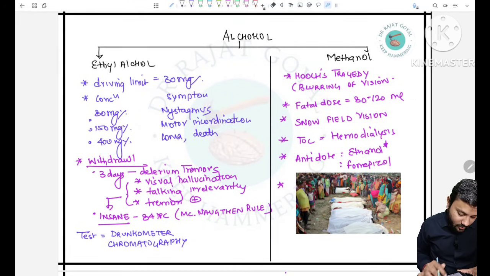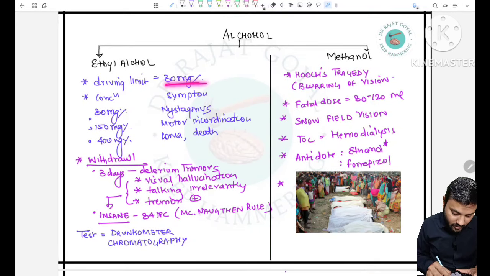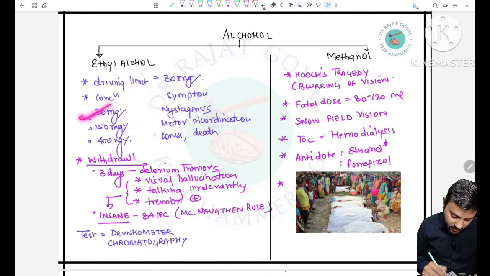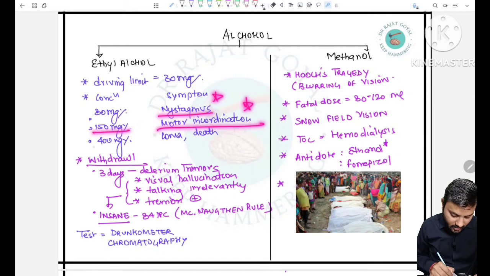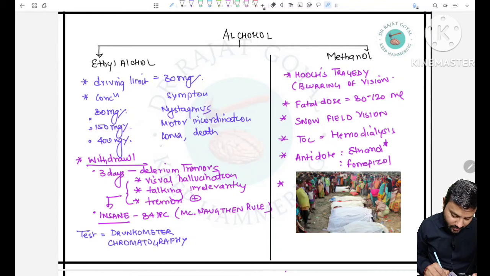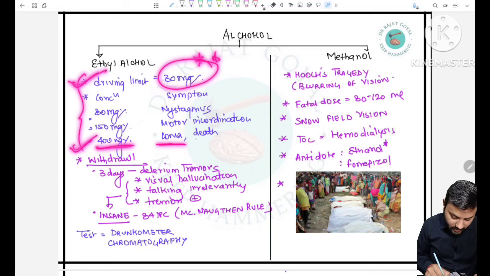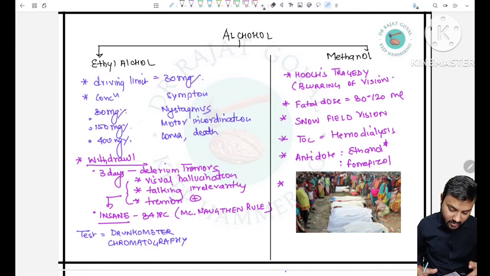Now, if we talk about ethyl alcohol, then the driving limit in India is 30 mg%. And if we talk about the other symptoms, they are according to the concentration of the alcohol. If the concentration of alcohol in the body is 80 mg%, then nystagmus will be there; at 150 mg%, motor incoordination will occur; and greater than 300 or 400 mg%, coma or death will occur. So it is important to remember the driving limit, which is 30, and greater than 300 or 400, it will lead to coma or death. So it is very dangerous.